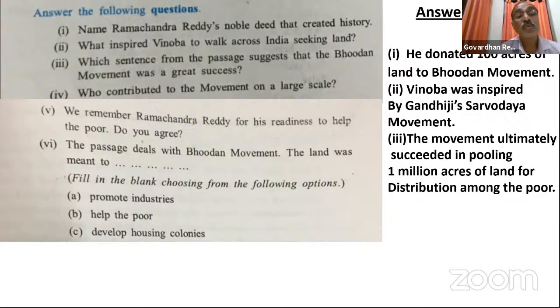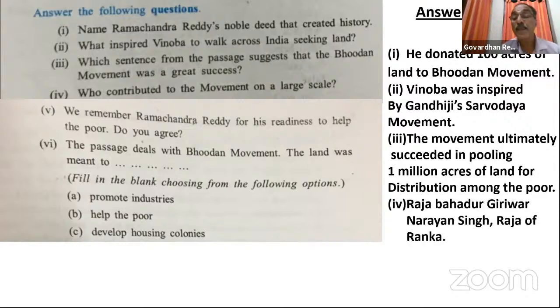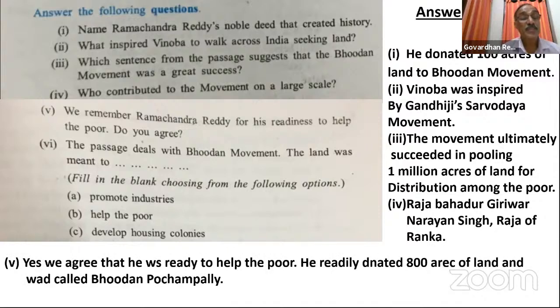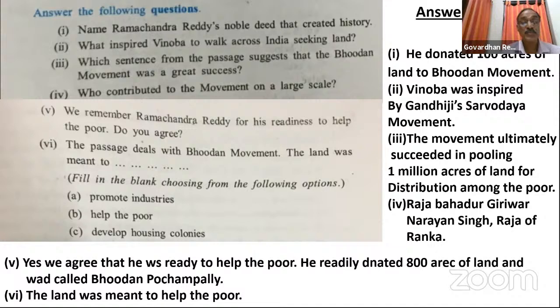Next, fourth one. We remember Ramchandra Reddy for his readiness to help the poor. Do you agree? Yes, we agree that he was ready to help the poor. He readily donated 800 acres of land and was called Bhudan Pochampalli. Now, last question. The passage deals with the Bhudan movement. The land was meant to do what? Meant to help the poor is the answer.